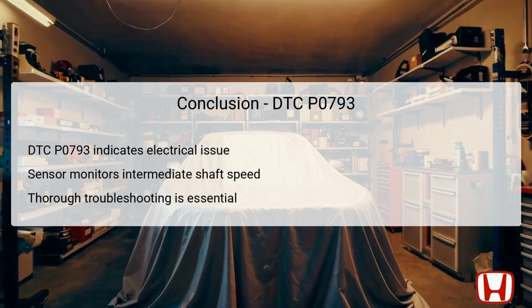Comprehensive troubleshooting, as outlined in the previous slides, is essential to identify the root cause of the no signal condition accurately. Repair steps may involve checking wiring integrity, verifying voltage readings, and ultimately addressing any faults in the sensor or associated electrical components. Regular maintenance practices can also play a significant role in preventing the emergence of this issue, helping ensure the reliability and safety of the vehicle. Addressing DTC P0793 promptly will contribute to the overall performance and longevity of the Honda Accord's transmission system.